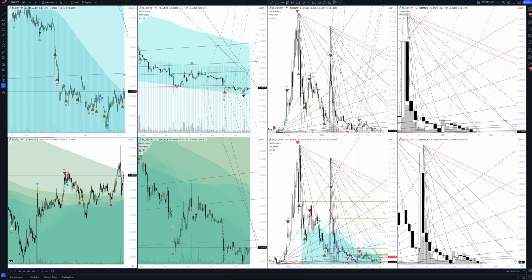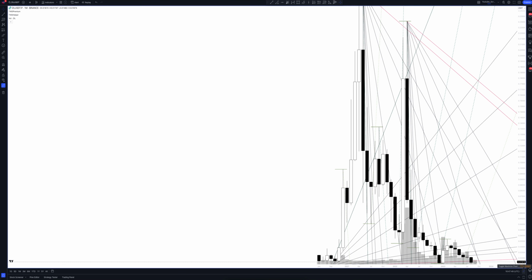Today we will take a look at Zilliqa cryptocurrency. Let's analyze the market situation and find out how you can make money on it. Let's start. We always start our analysis from the global market.